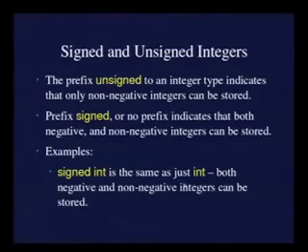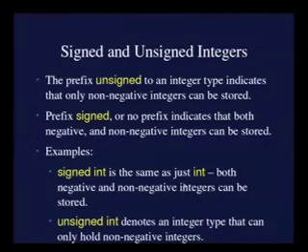So here are the examples we just discussed. Signed int is the same as just int. Both negative and non-negative integers can be stored. Unsigned int, on the other hand, denotes an integer type that can only hold non-negative integers. So we cannot really assign a negative integer to a variable of type unsigned int. It will result in some kind of an error.